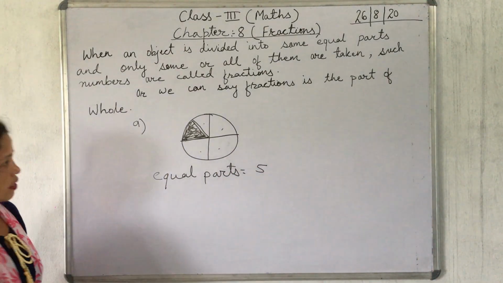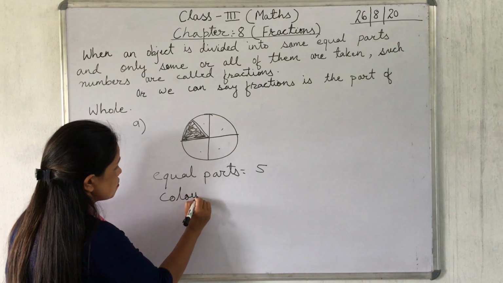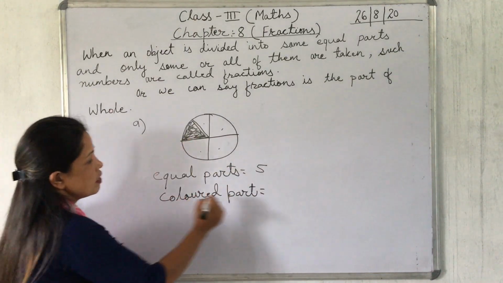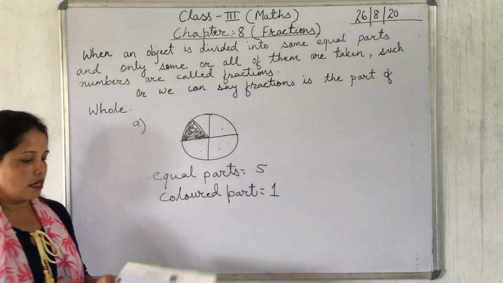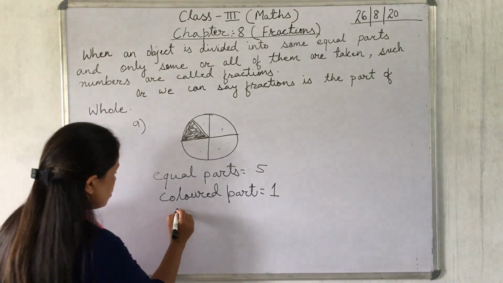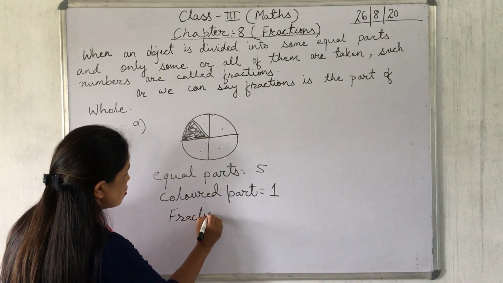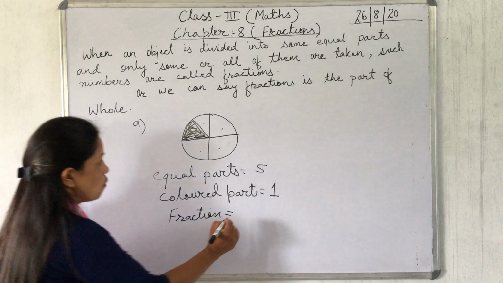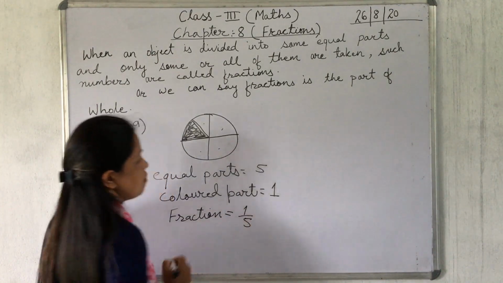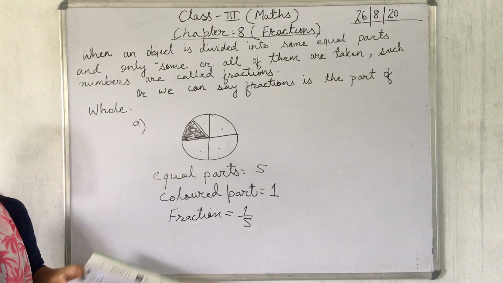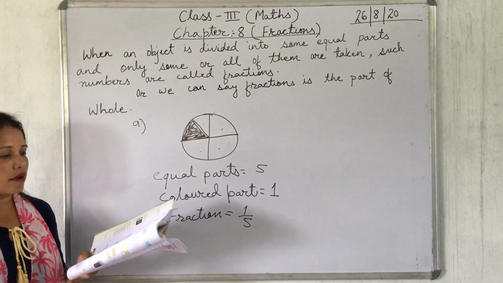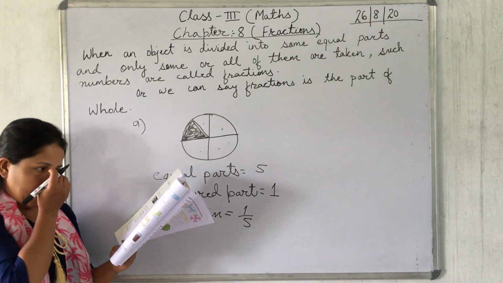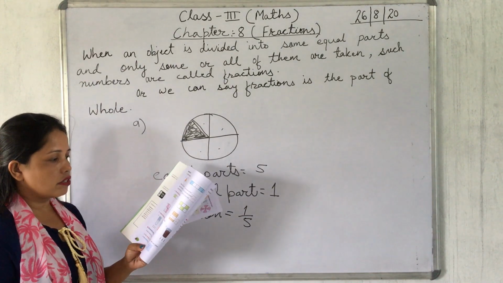Now, how many colored parts? How many parts are colored? 1. Isn't it? Now, the next question is the fraction. What will be the fraction of this figure? 1 by 5. Understood? This will be the fraction. So, this way you have to do it in your book. Number B, you have to do yourself. Similarly, next, number 2, write what fraction is colored.